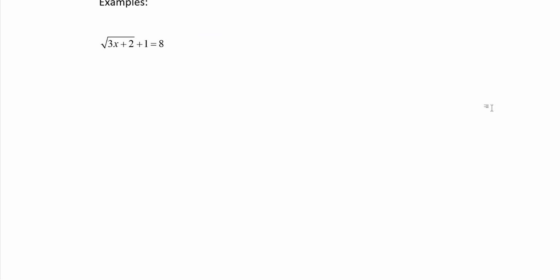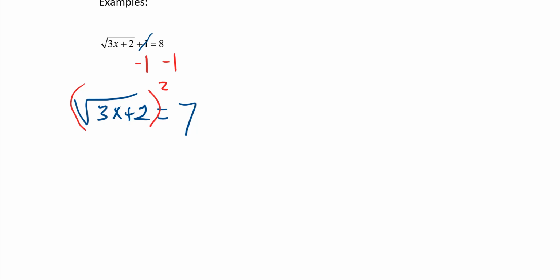We're going to solve this equation. Step 1 has to be to isolate the radical first. So that means we need to get the 1 off of that side by subtracting 1 from both sides. That will cancel that. You will get 7 on the right, and you will get the square root of 3x plus 2 on the left. Then you may remember that if you have a square root that you square, the square cancels the square root. So I'm going to square both sides.